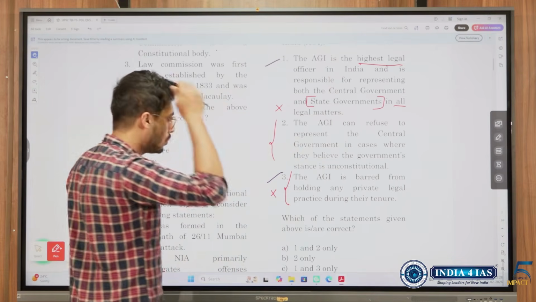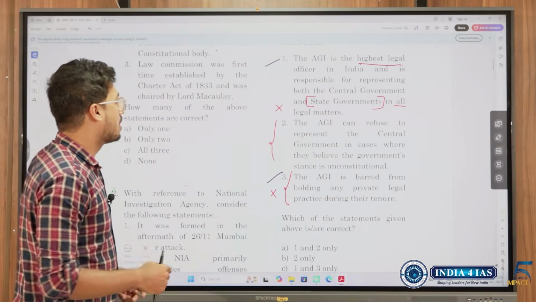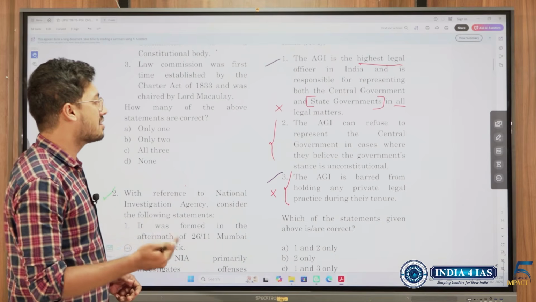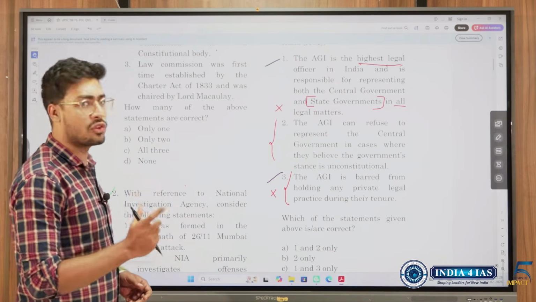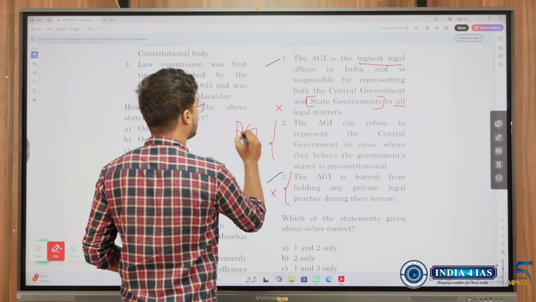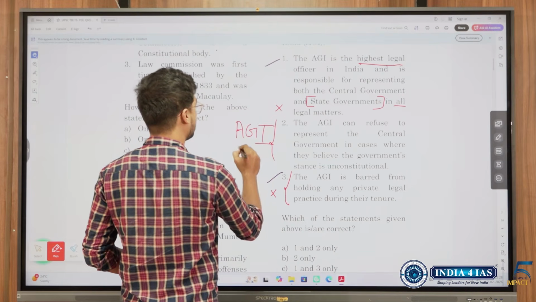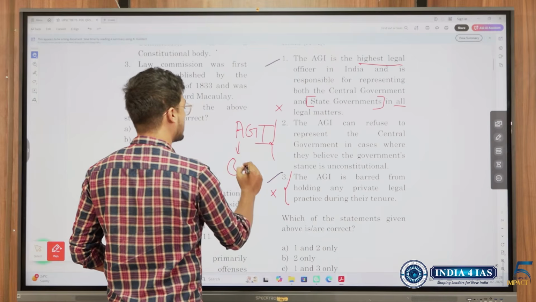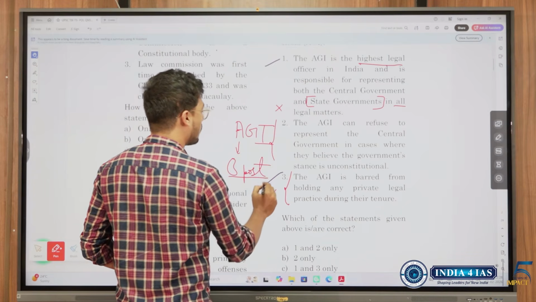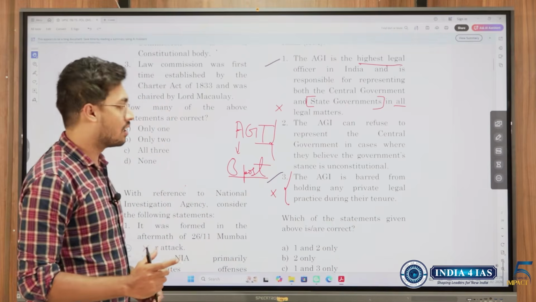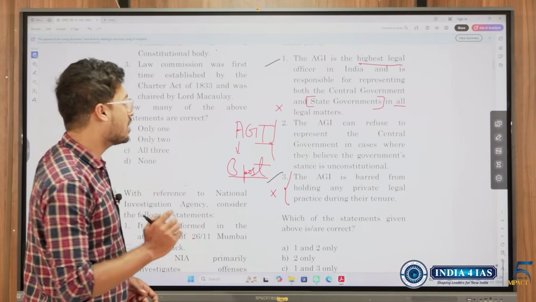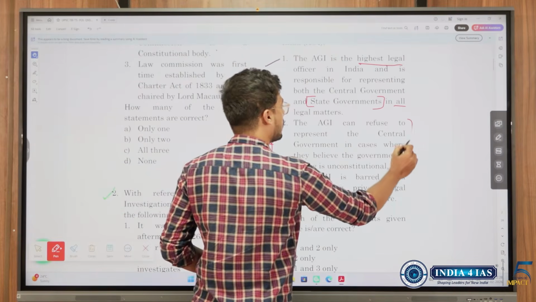This is something which we are made to think on the spot. So AGI can refuse to represent the central government in cases where they believe the government's stance is unconstitutional. Just think of the office of AGI. AGI is not an office under the central government. It is a constitutional post. And when it is a constitutional post, they will have certain discretion to not obey the government at times when required. So if you think this way, we would have taken this statement to be correct.